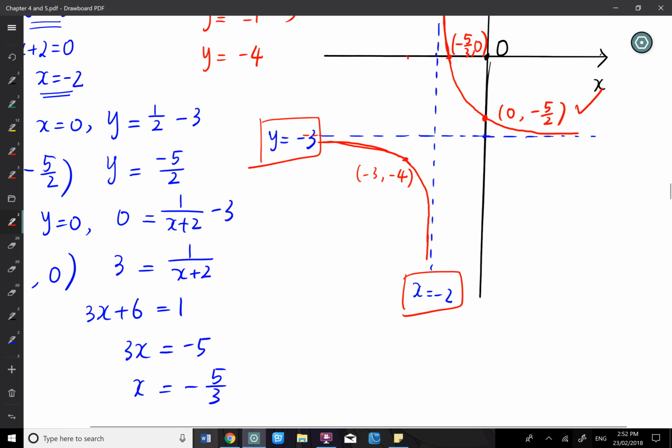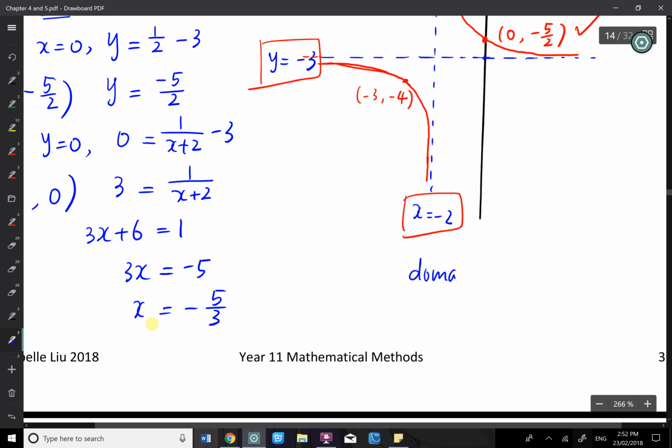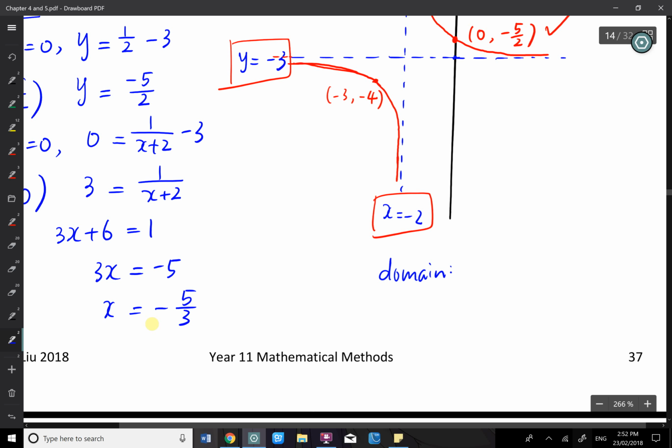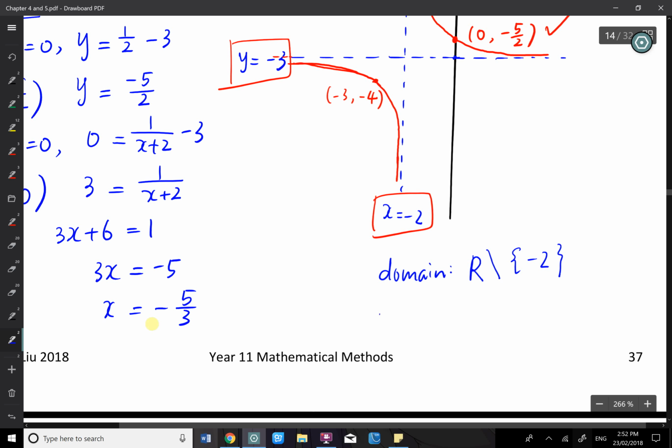Okay. Let's talk about the domain and range for this one. What's the domain for this graph? Yeah, all real numbers excluding -2. That's right. You can't take -2. You must put -2 in the curly bracket. You can't have -2 by itself. It must be a set difference with another set. What is the range? Yeah, all real numbers except -3. That's true.